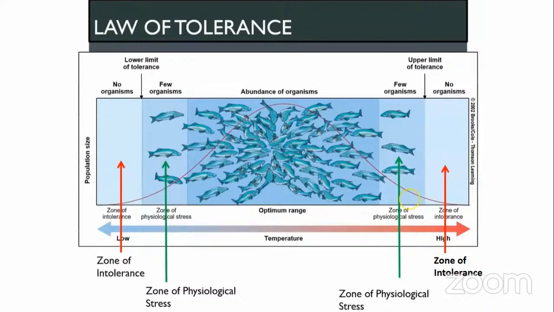There will be some physiological stress. I mean, it's not a comfortable temperature here, so some may be present there. And then in between, you can see the optimum temperature range is there. In that case, most of the members of the species will be present. So this is what the law of tolerance is.